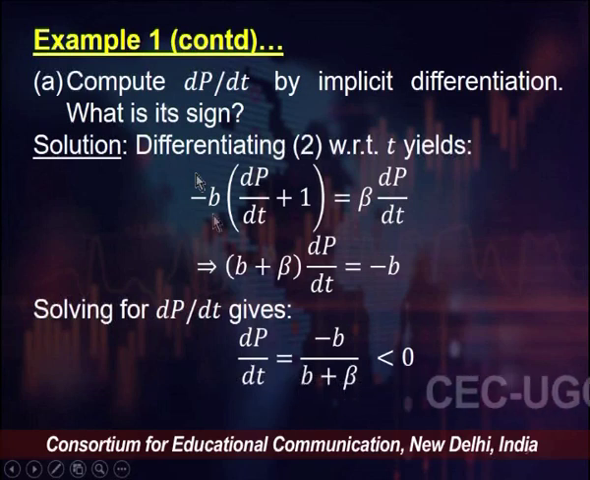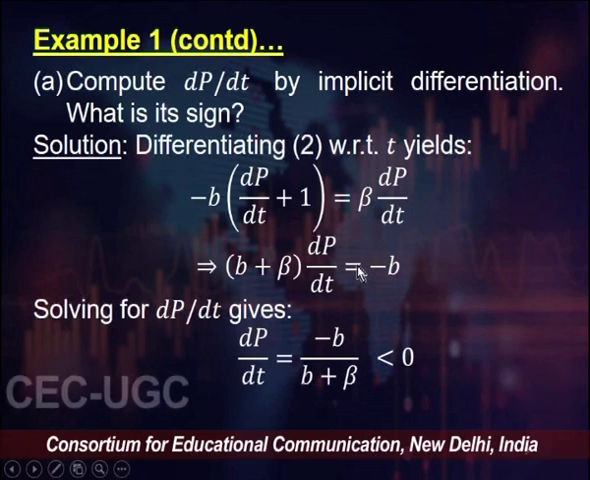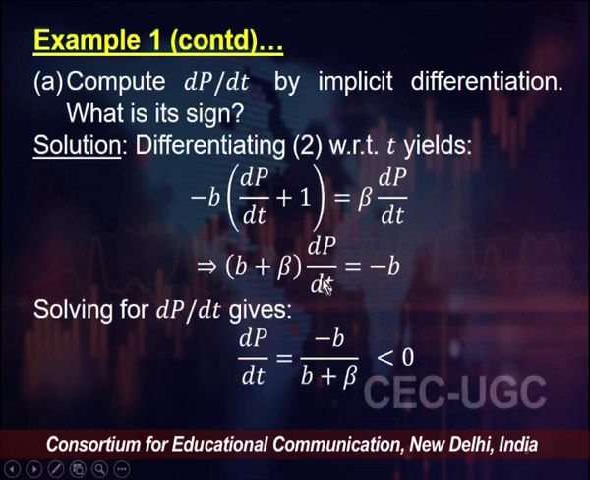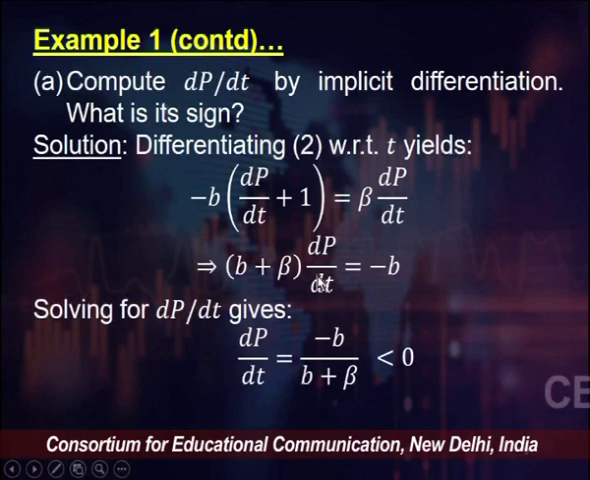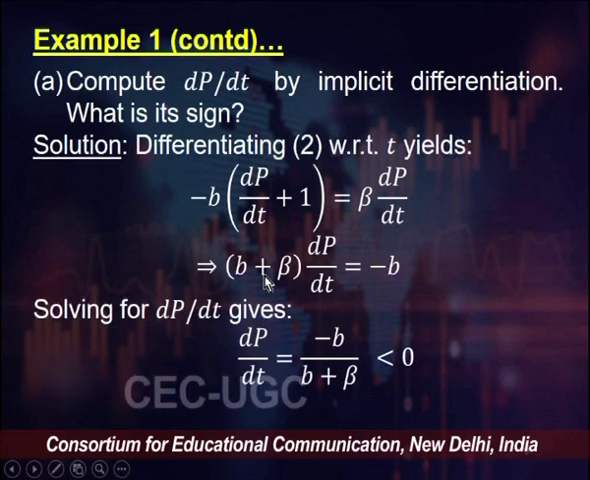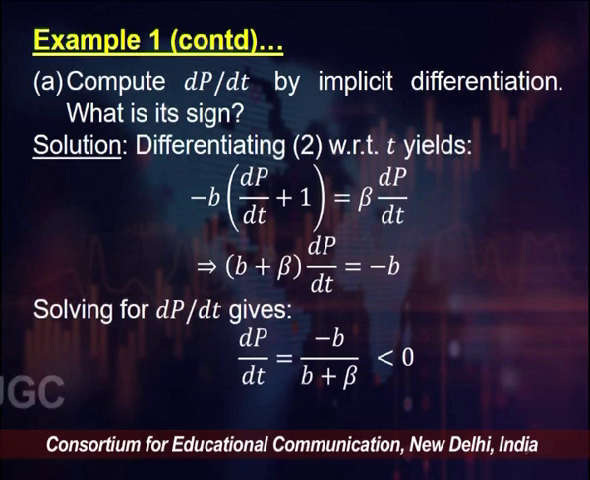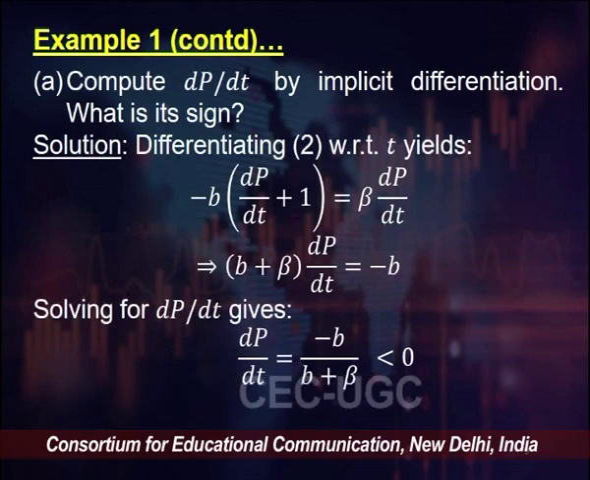Okay, so we have minus b times dP by dt plus 1, which is equal to beta times dP by dt. What I'm going to do here is collect the terms containing dP by dt and put them on the left, so that we have b plus beta times dP by dt is equal to minus b, okay? Which then implies, when we solve for dP by dt, we get dP by dt as minus b divided by b plus beta.